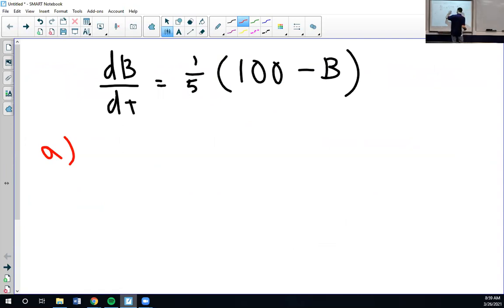So let's compare. At 40, that means that the weight is 40, so B is 40. And at 70, that means that the weight is 70. So we're going to plug in 40 for B, and we're going to plug in 70 for B.